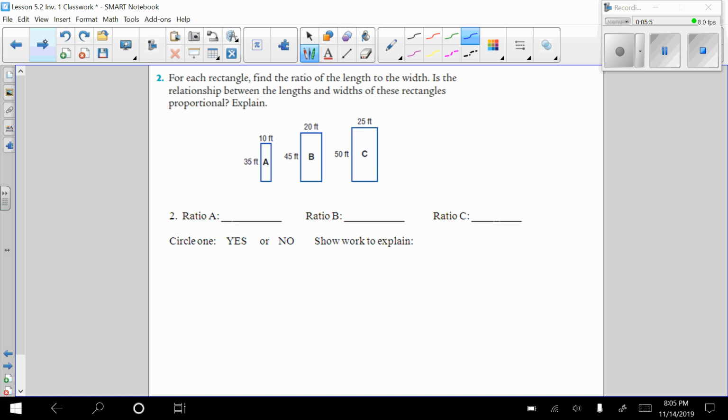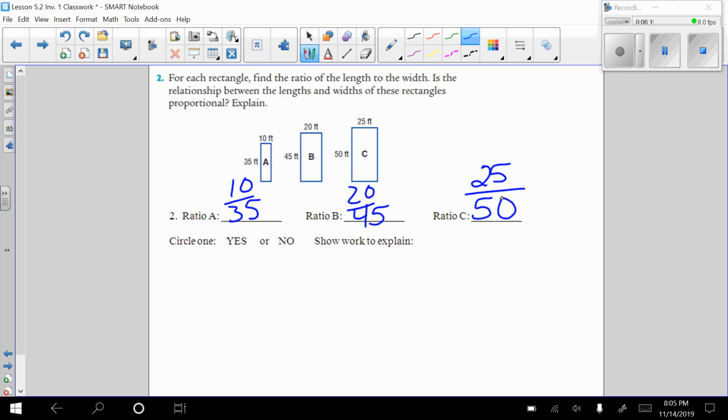So I'm going to say the first ratio is 10 to 35. For B, I'm going to say it's 20 to 45. And you see I'm keeping the same order, making sure if I'm using the top or the width, I'm doing it as the numerator. I'm doing it for every ratio I make. Now I need to see if these are proportional.